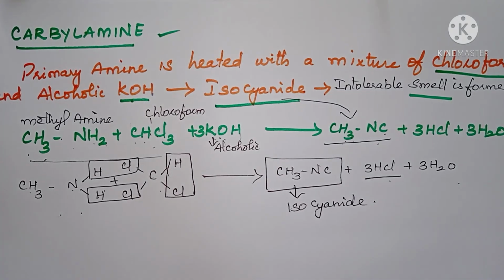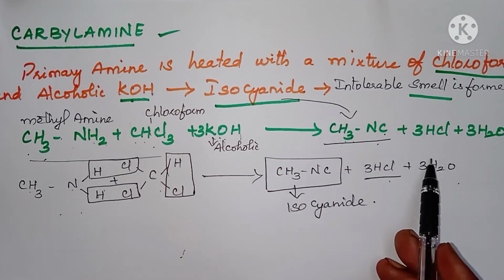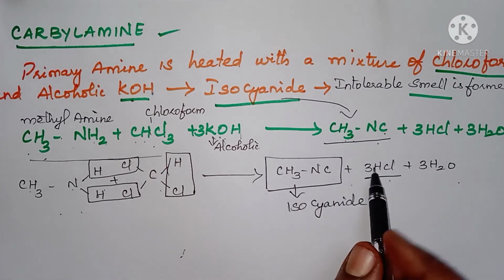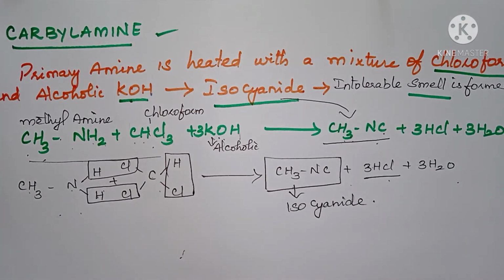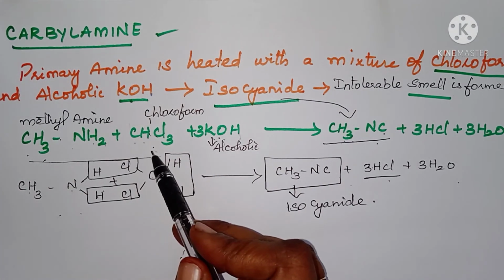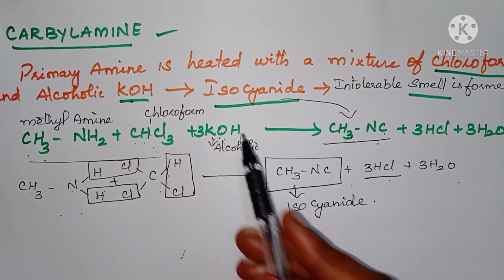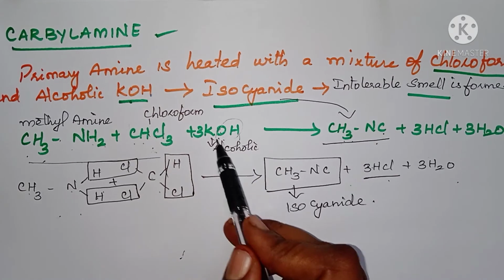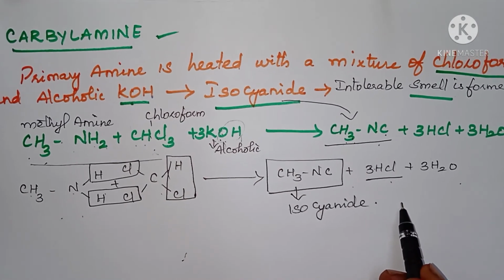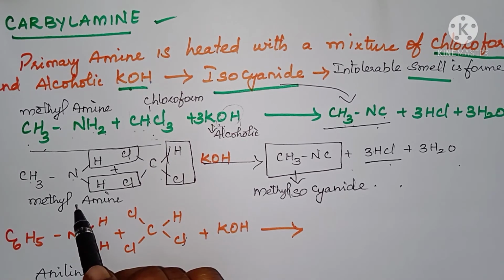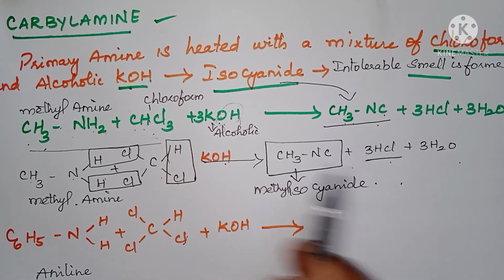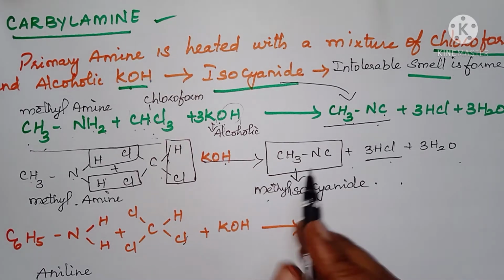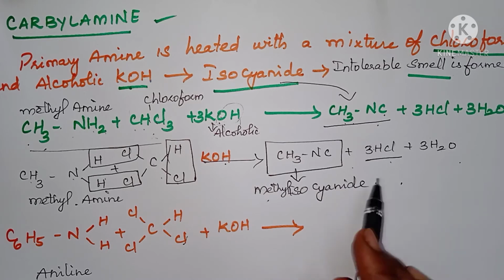The carbylamine reaction is very important, and it gives an intolerable smell. They may ask the question: which reaction is giving an intolerable smell? Write that equation or explain that reaction. That is nothing but the carbylamine reaction. Carbylamine means chloroform mixed with KOH, that is a mixture. You just note down here 3 water molecules, which come from KOH. Remember this. See here, methylamine reacted with chloroform mixed with KOH, you are getting methyl isocyanide, which has a very intolerable smell.